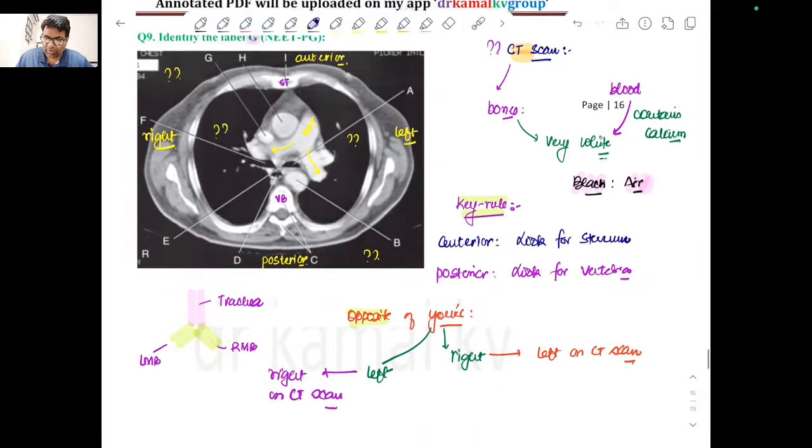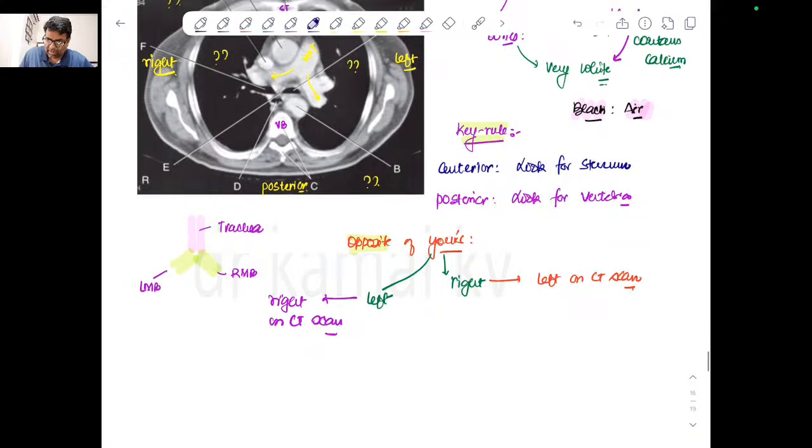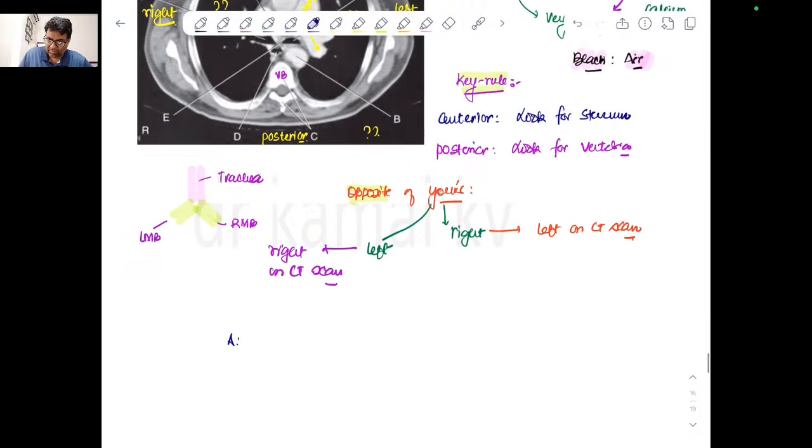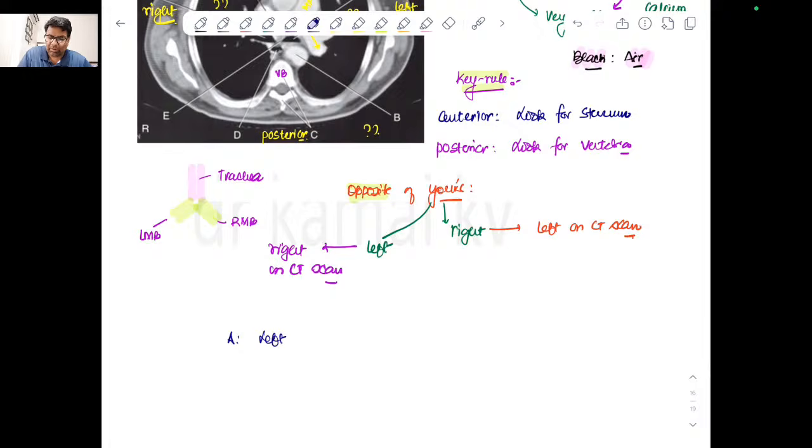So here, if we go with the label, what is the label? A. A is left main bronchus.